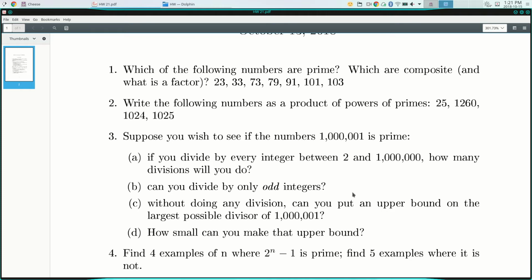Okay, four examples of n. And then the second one. Find four examples of n where 2 to the n minus 1 is prime. There's a much smaller one. Find 5 examples where it's prime. Where n minus 1 is the next prime. I'm trying to write them down.